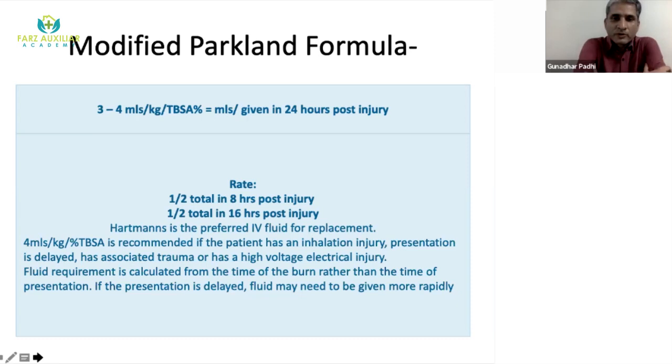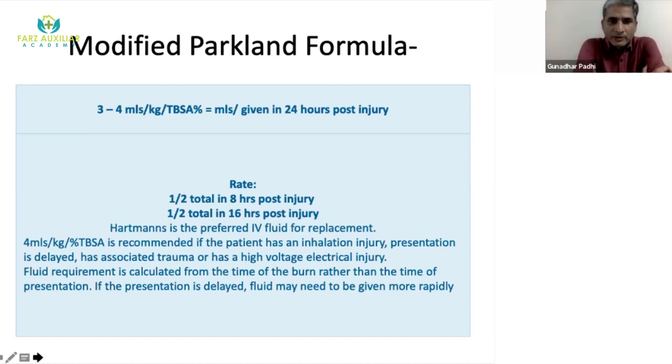So suppose the fluid requirement comes to around 2 liters. Then 1 liter has to be given in the first 8 hours, and the next 1 liter has to be given in the next 16 hours. As I have discussed, Hartmann solution is the preferred IV fluid for replacement. The 4 ml per kg per percentage of burn surface area is recommended if the patient has an inhalational injury, presentation is delayed, has associated trauma, or has a high voltage electrical injury. Some centers prefer 3 ml, some prefer 4 ml, but we personally prefer 4 ml.